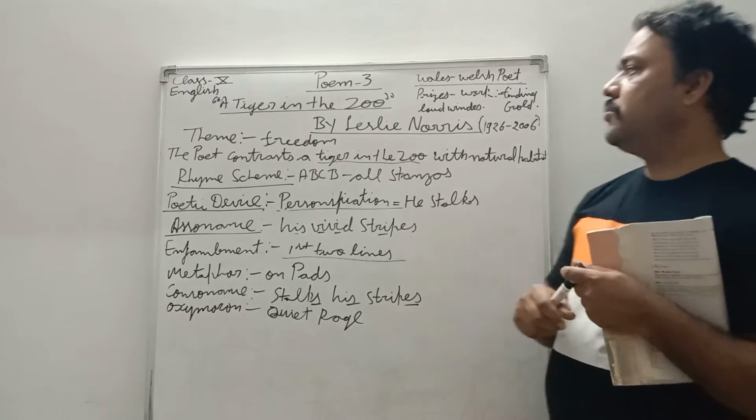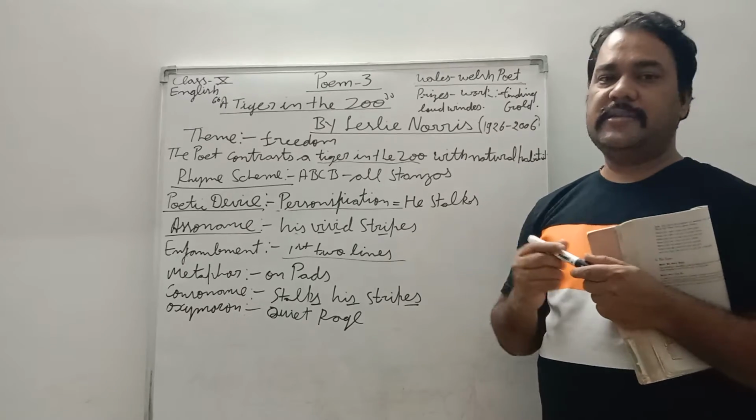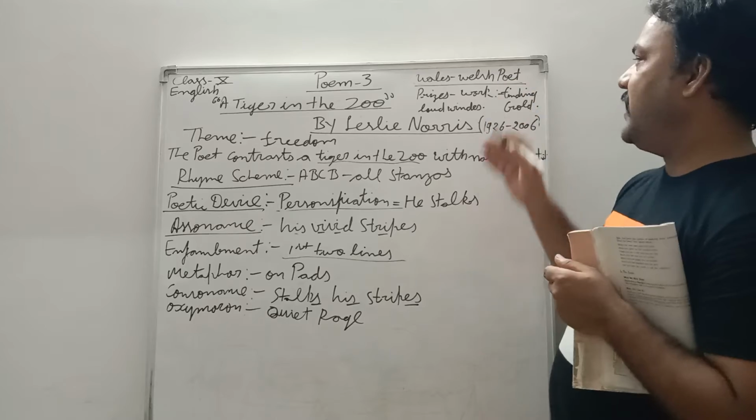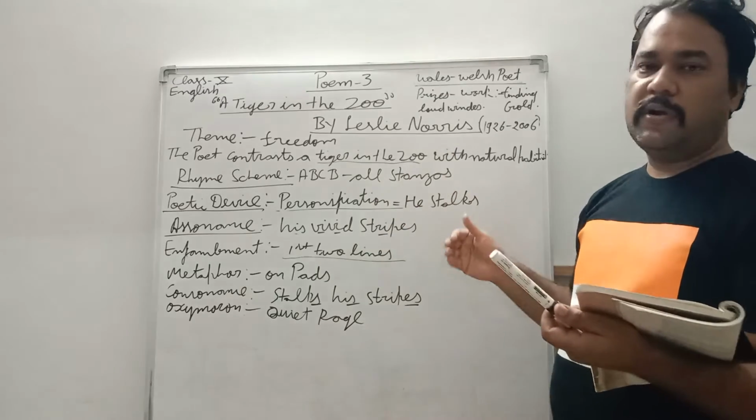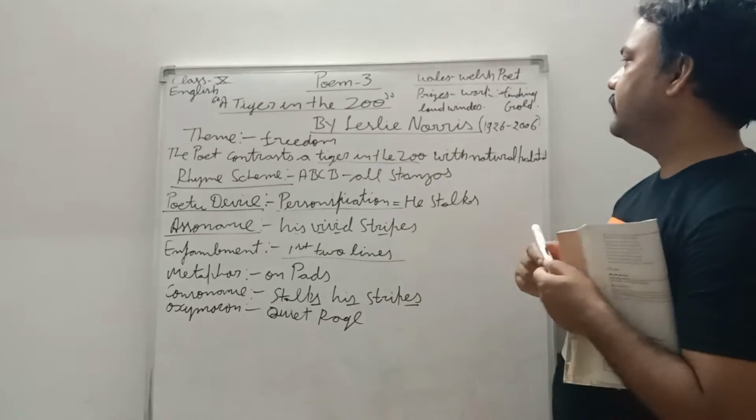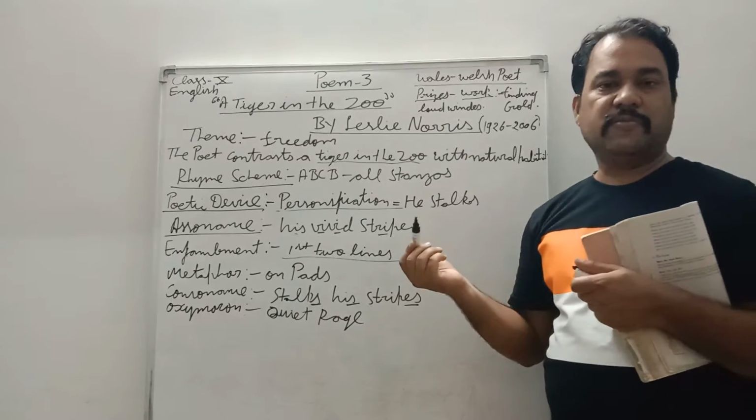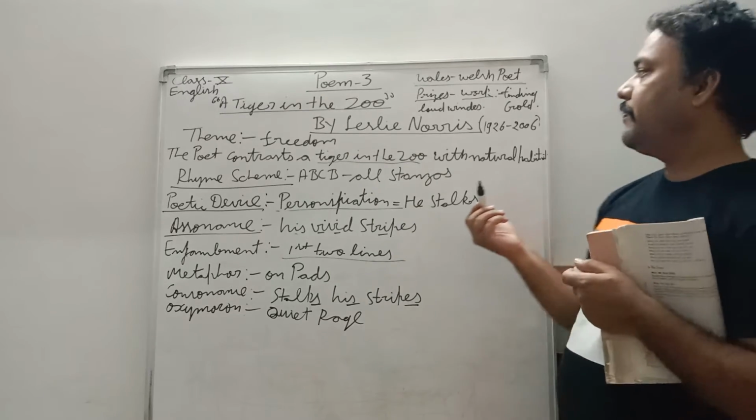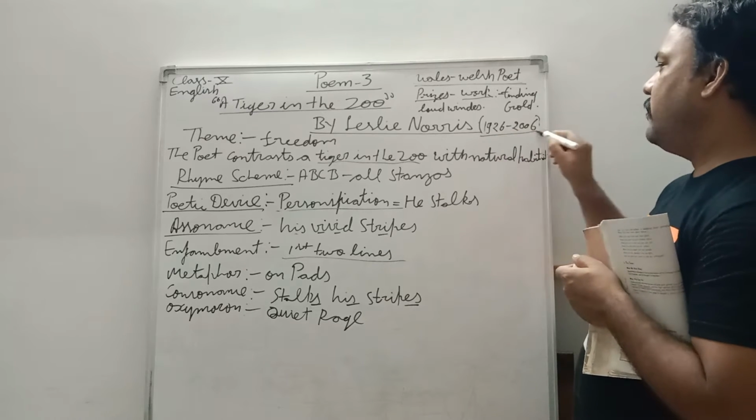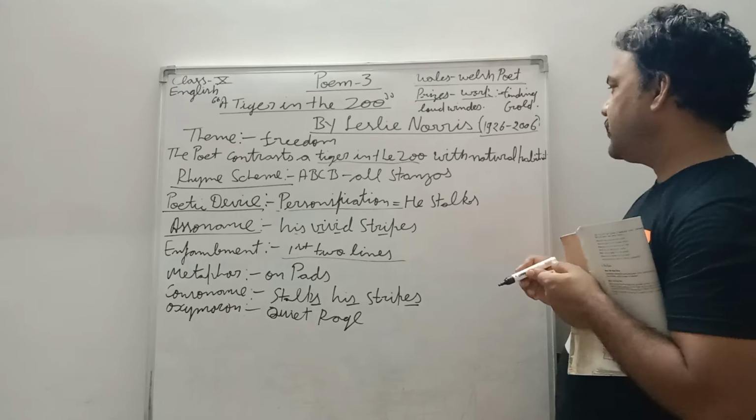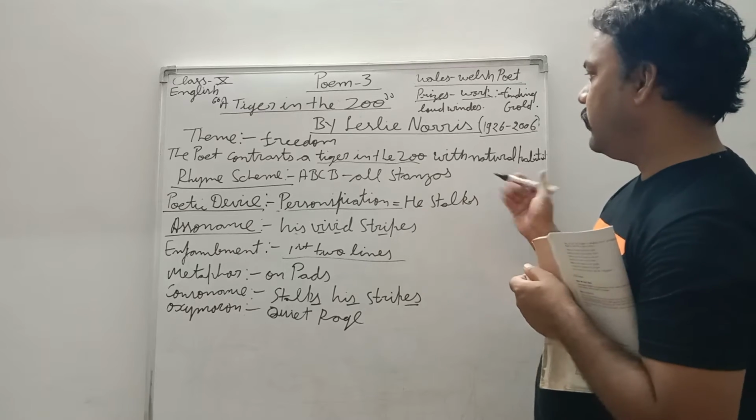Today we are going to read the poem A Tiger in the Zoo, written by Leslie Norris. Leslie Norris was a Welsh poet. Wales is a country at the border of the UK, or England. He has won many prizes for his work. His famous works are Finding Gold and Loud Wind. These two works are very famous. He lived from 1926 till 2006. So he is a very renowned poet.